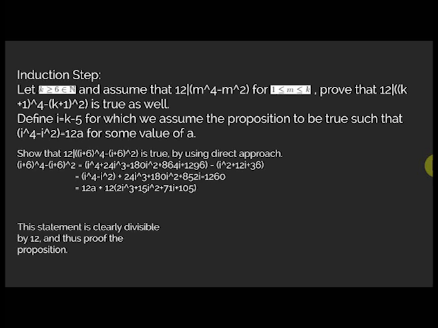Show that 12 divides i plus 6 power 4 minus i plus 6 power 2 is true, by using the direct approach as shown below. As shown in the direct approach, this statement is clearly divisible by 12, and thus proves the proposition.